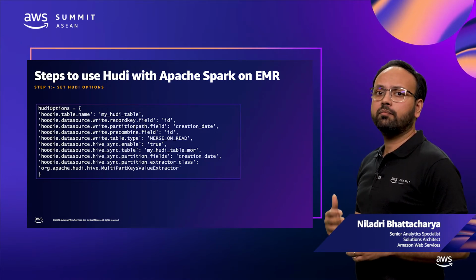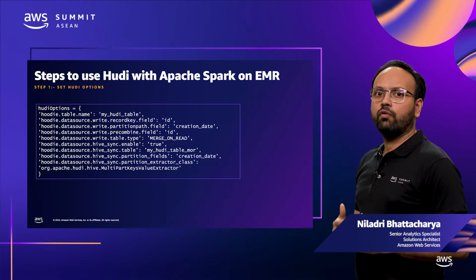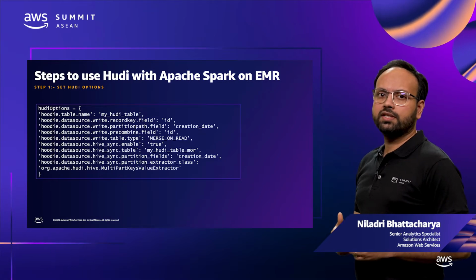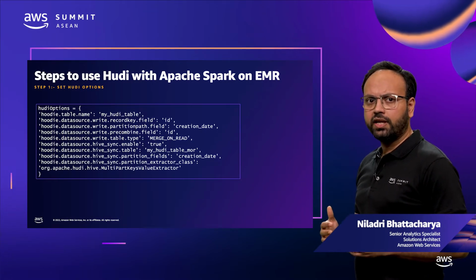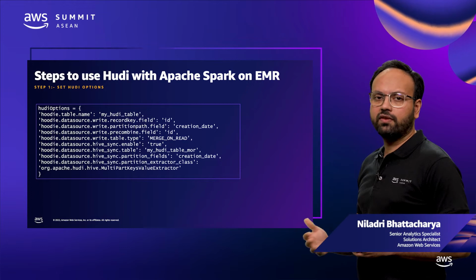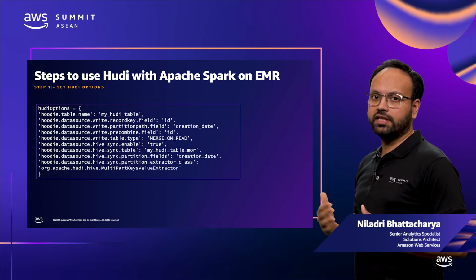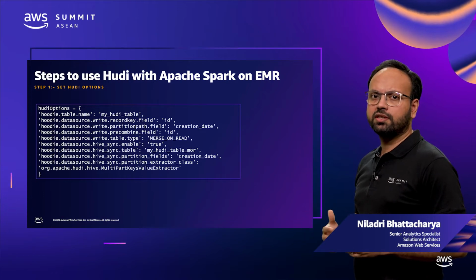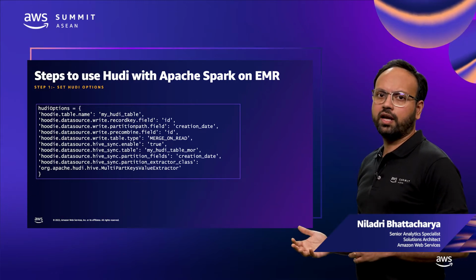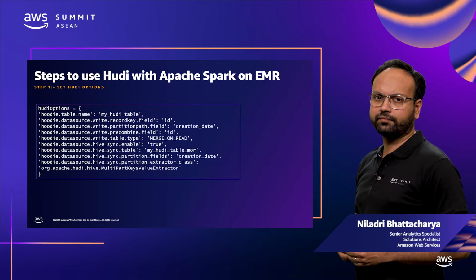Then you have the pre-combine field option, which is used when 2 records have the same key value. HUDI picks the one with the largest value for the pre-combine field. Then finally, you have the table type option, which mentions if it's either a copy on write or merge on read table.